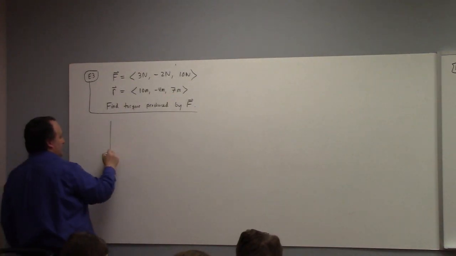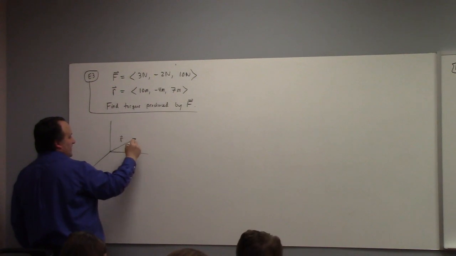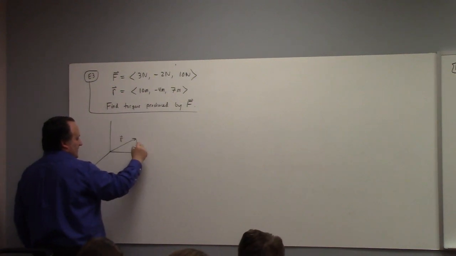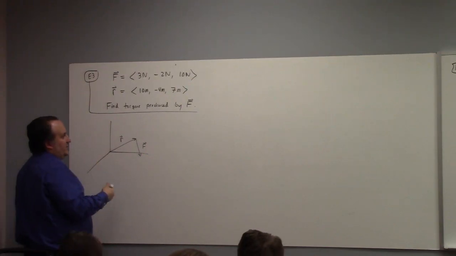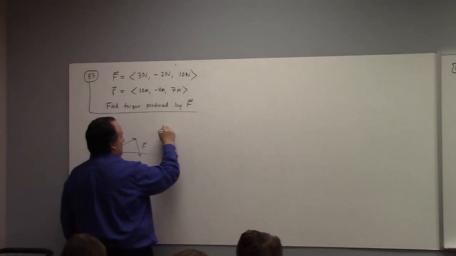All right, so here's a picture, very schematic, very sketchy picture. Here's my R. I'm applying the force here like this. My question is, what's the torque produced? How do we calculate that?